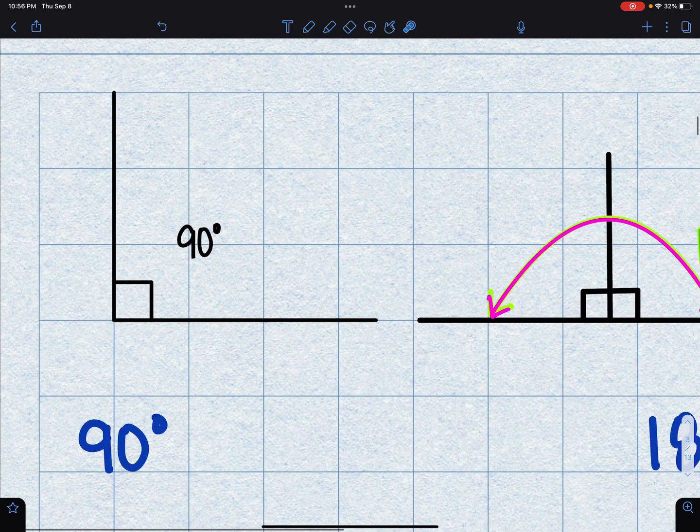Now, if a right angle, let's look at a right angle. Here's a right angle right here. Of course, 90 degrees.